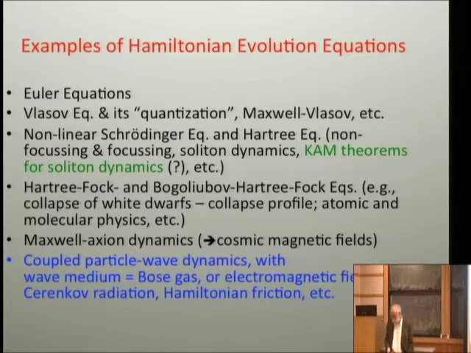Euler equations would be an example. I don't understand much about the Euler equations. It's too difficult for me. The Vlasov equation is Hamiltonian. The quantization of the Vlasov equation turns out to be Newtonian mechanics of point particles. That also tends to be Hamiltonian. Combinations of Vlasov with Maxwell, that's something that appears in astrophysics quite a lot.